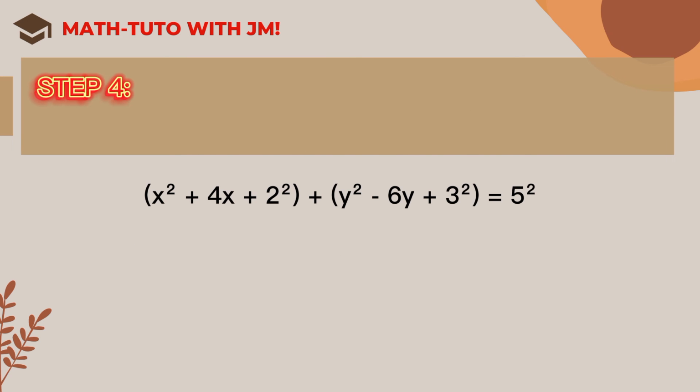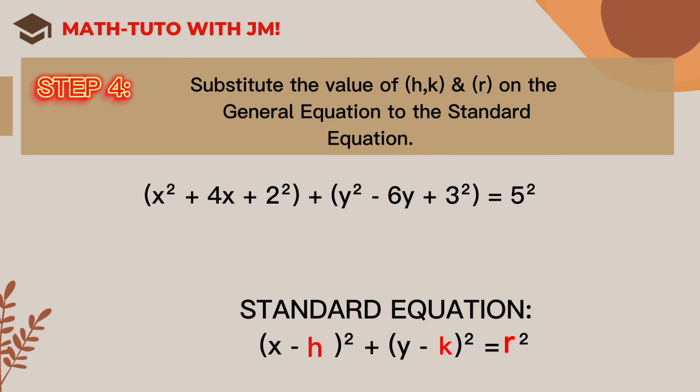Step 4. Substitute the values of h, k, and r from the general equation to the standard equation. H represents the PST of the x term, k represents the PST of the y term, and r represents the square root of the constant term. In substituting h and k, you will follow the sign of the middle term and disregard the sign prescribed by the standard equation, unless they have the same sign.